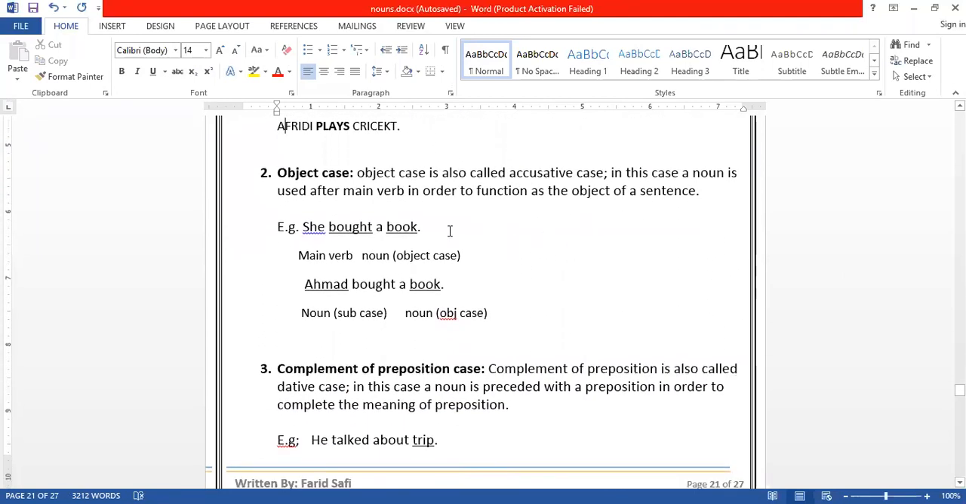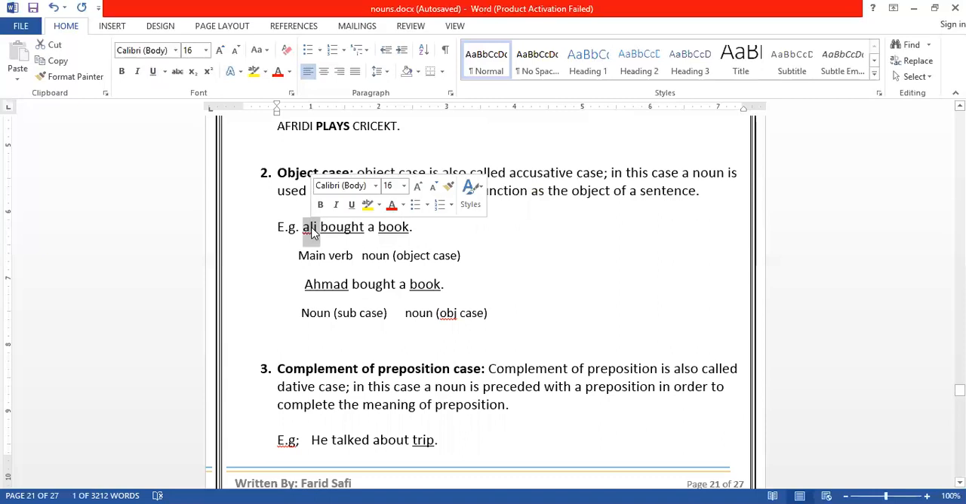The second case we have is called object case. So it's clear: when a noun is used after the main verb and it functions as an object, we call it object case of noun. Can you see? For example, if I say, Ali bought a book, what is Ali in this case? It's a noun. Bought is the main verb in this case. And again, we have got the noun book. So we have got two nouns. Ali is a noun and book is a noun.